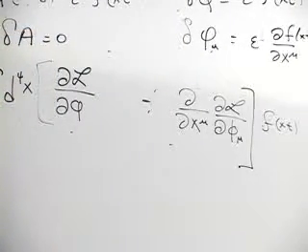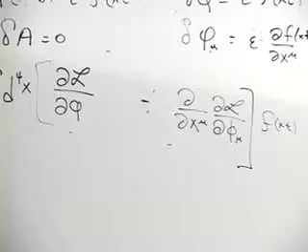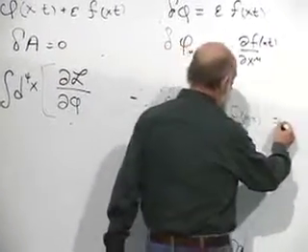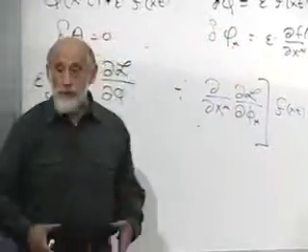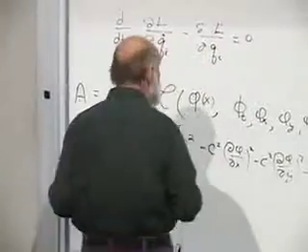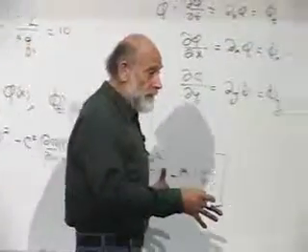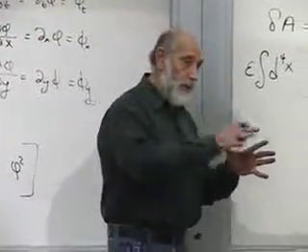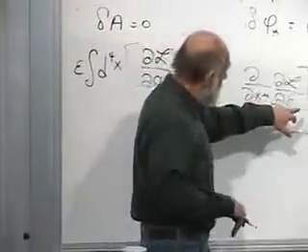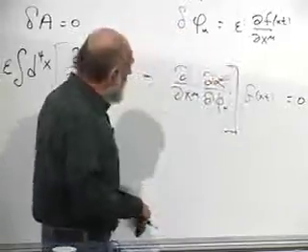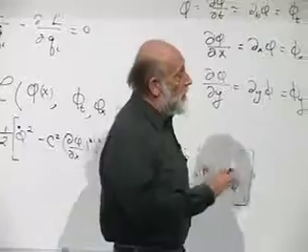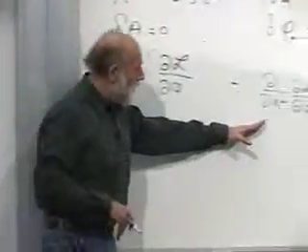The next step is exactly the same as it was in the particle case. This is supposed to be equal to 0 for all possible functions of x, for all possible ways of changing the field away from the solution. In other words, we're exploring all variations of the field away from the solution and requiring that the action is stationary. This has to be 0 for all f. How is that possible? It is only possible if the thing in the bracket here is 0.